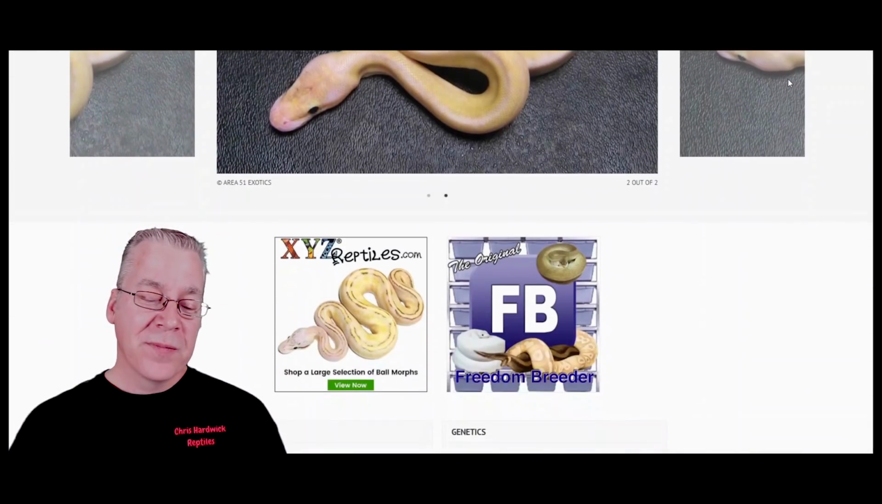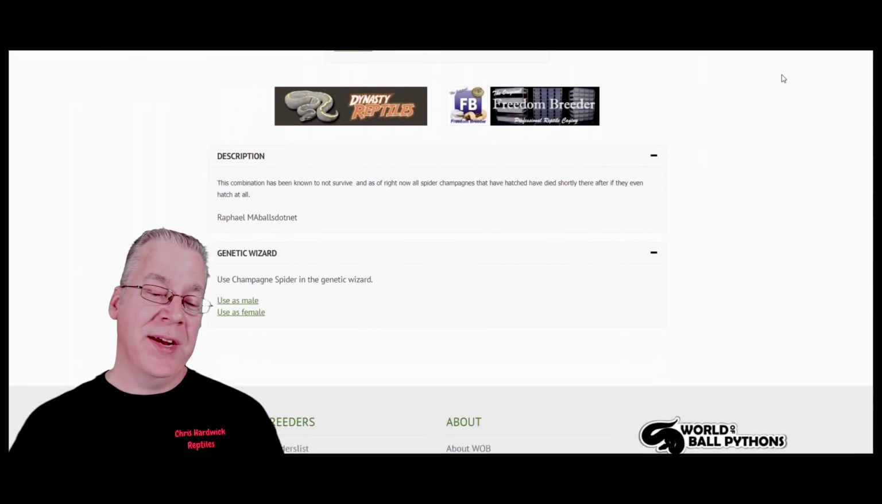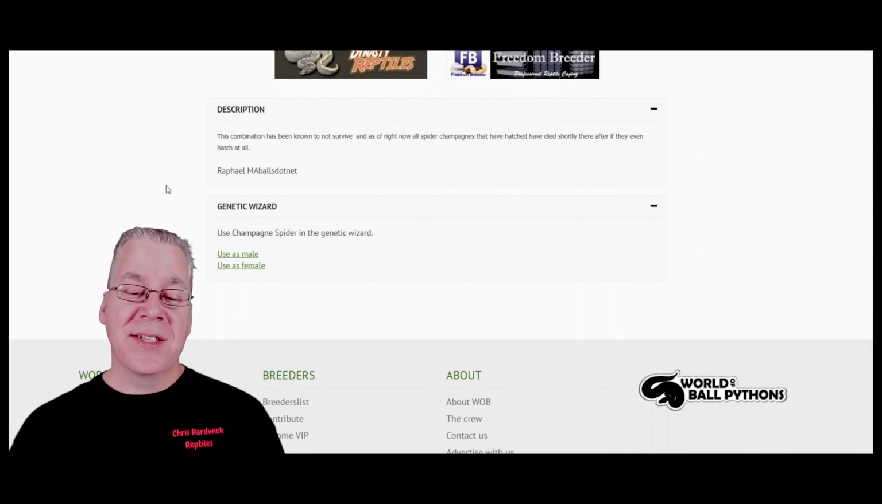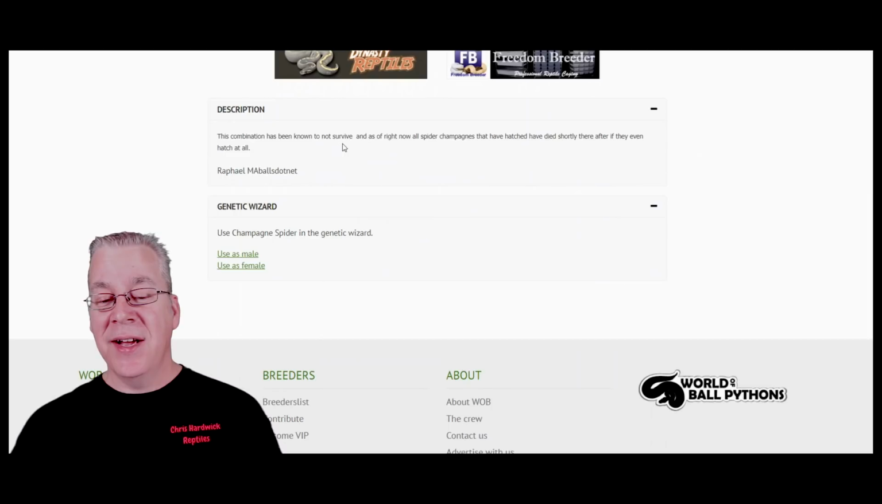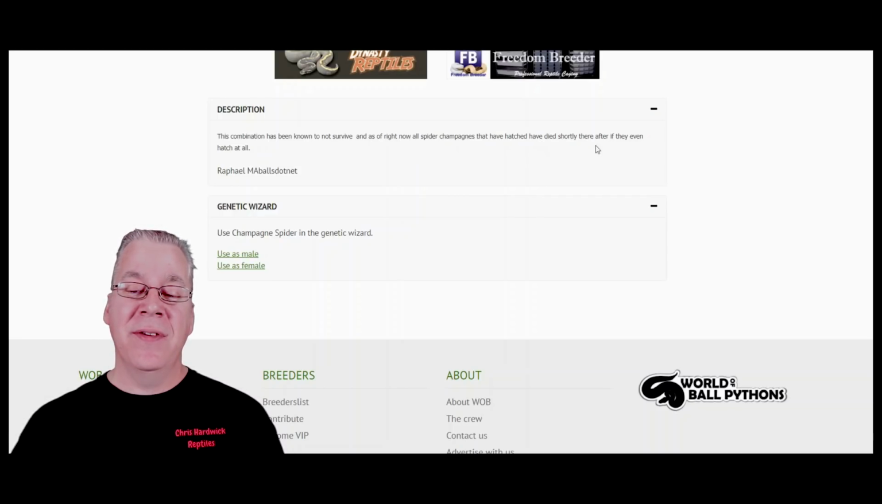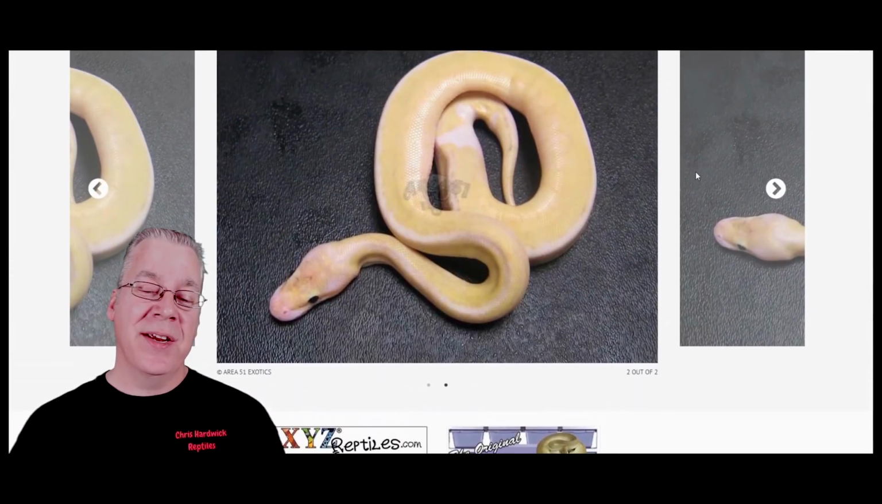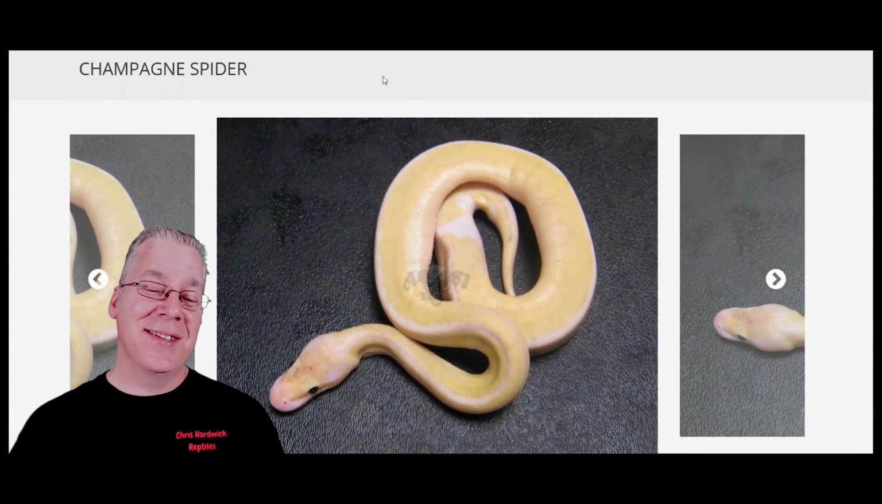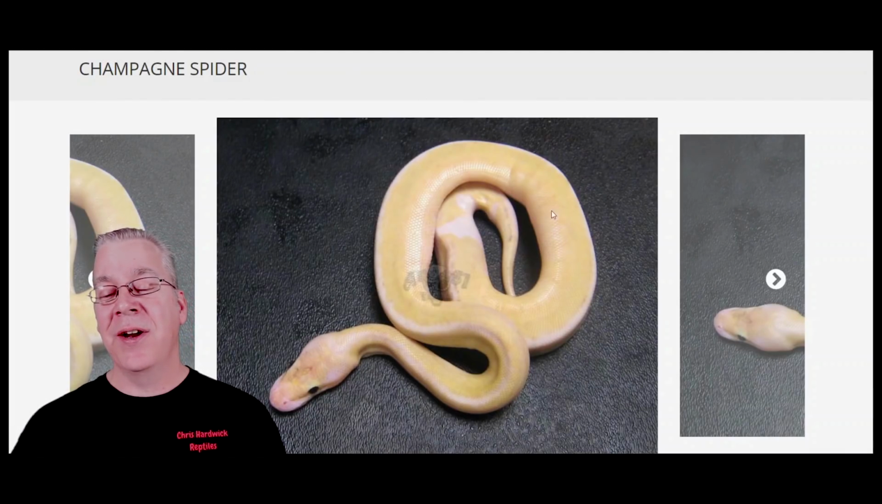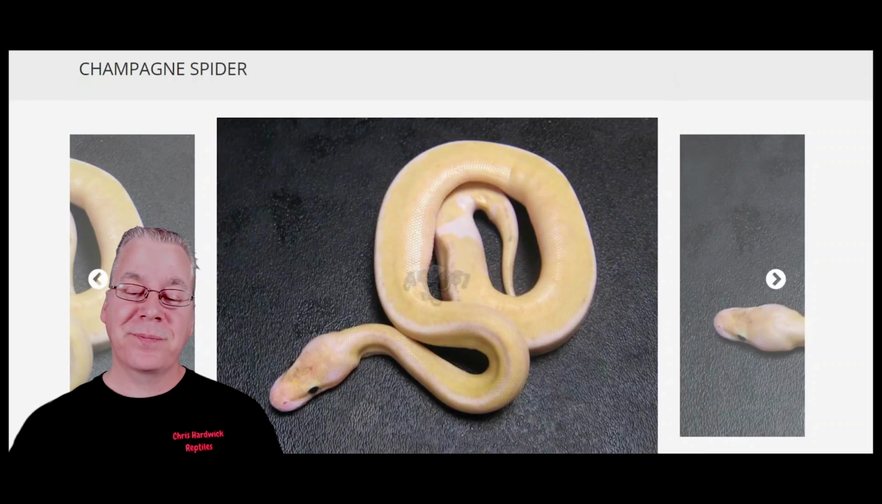As a matter of fact, this is over on the World of Ball Pythons. If you come down here to the description at the bottom of the page, it actually has a note on this. It says this combination has been known to not survive, and as of right now, the spider champagnes that have hatched have died shortly thereafter, even if they hatch at all. So it's kind of one of those weird combinations that I guess you can make one, but it just doesn't survive very long. And I can pretty much guarantee that nobody that I know of has even a subadult or an adult champagne spider. It's kind of an interesting combination.